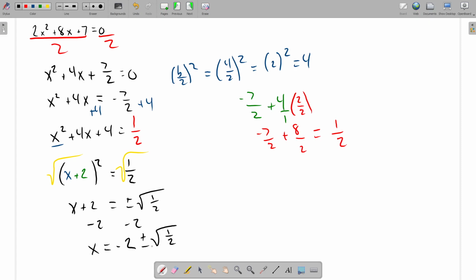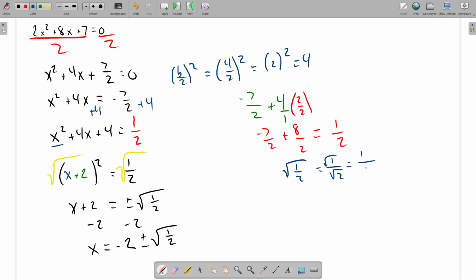Now we have to simplify. We cannot have the square root of a fraction because that's going to mean that we have a square root or a radical in the denominator. So let's look at this, we'll do some more side work. Square root of 1 half means I have the square root of 1 over the square root of 2.